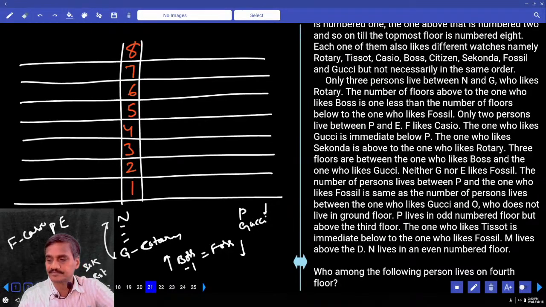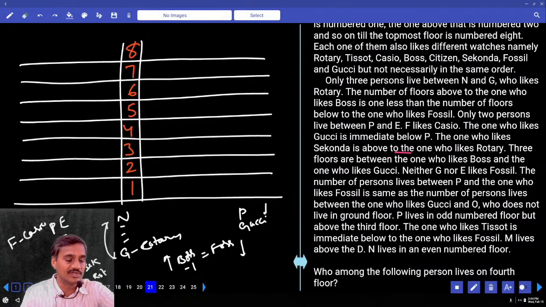Next one. And 3 floors are between boss and the one who likes Goosey. Now between boss and Goosey, there must be exactly 3. And neither G nor E likes fossil. The number of floors above P and the one who likes fossil is the same as the number of persons between the one who likes Goosey and O. O does not live on the ground floor. And P lives on an odd number floor but above the 3rd floor.